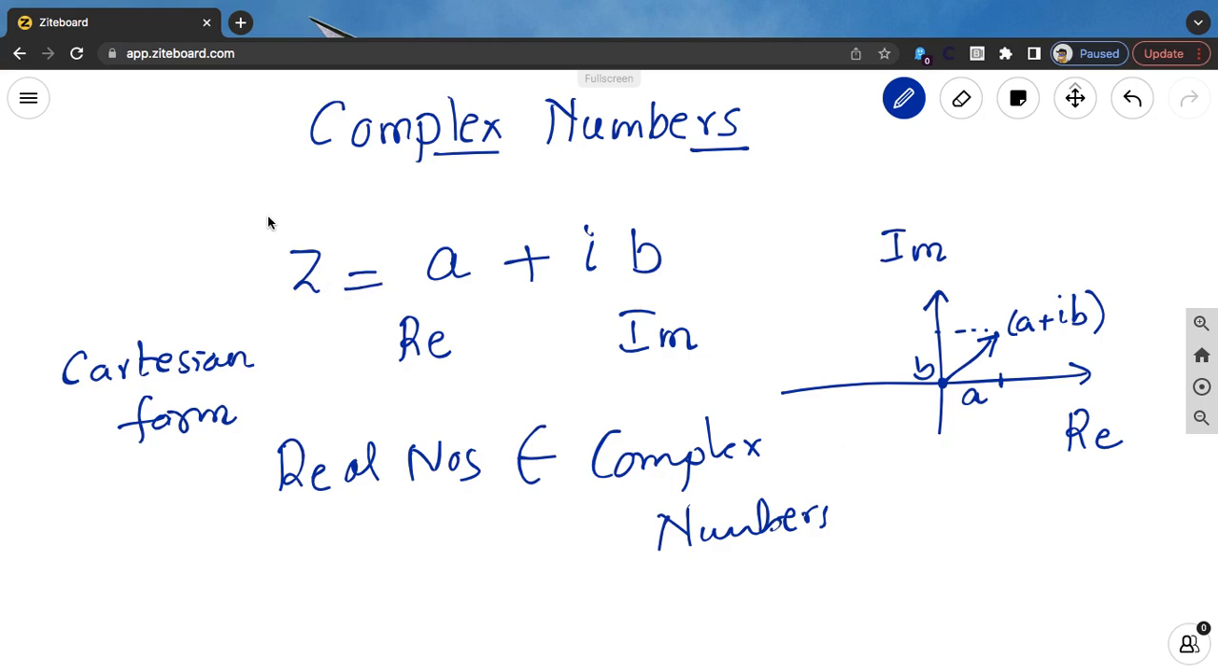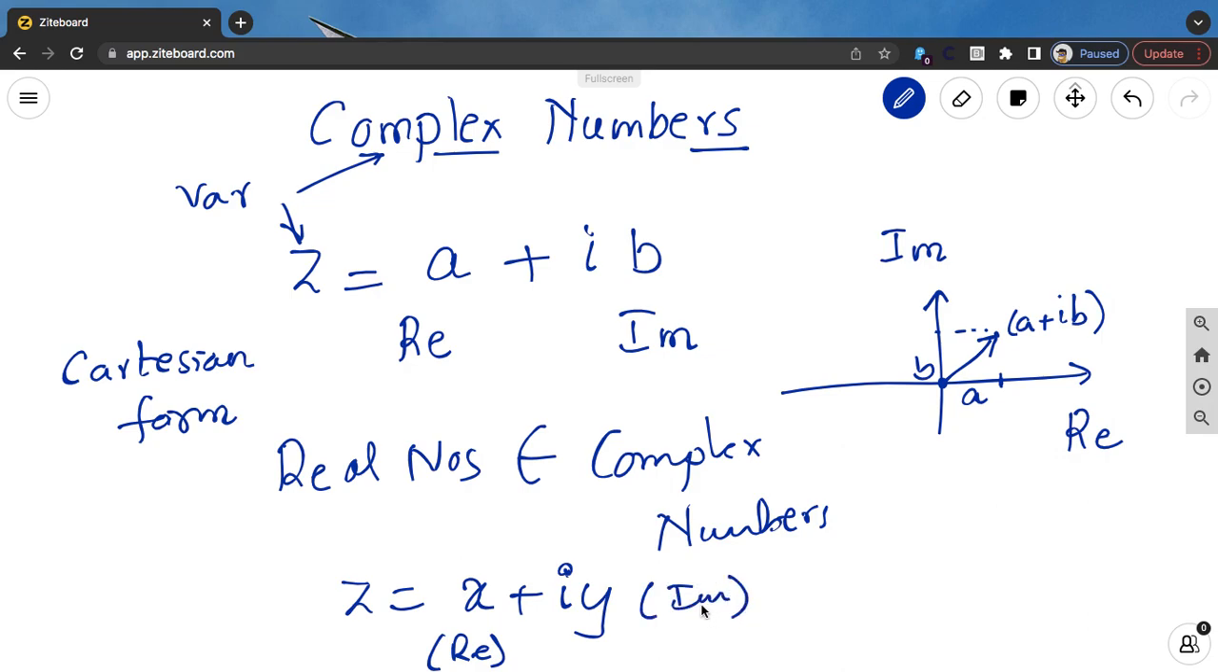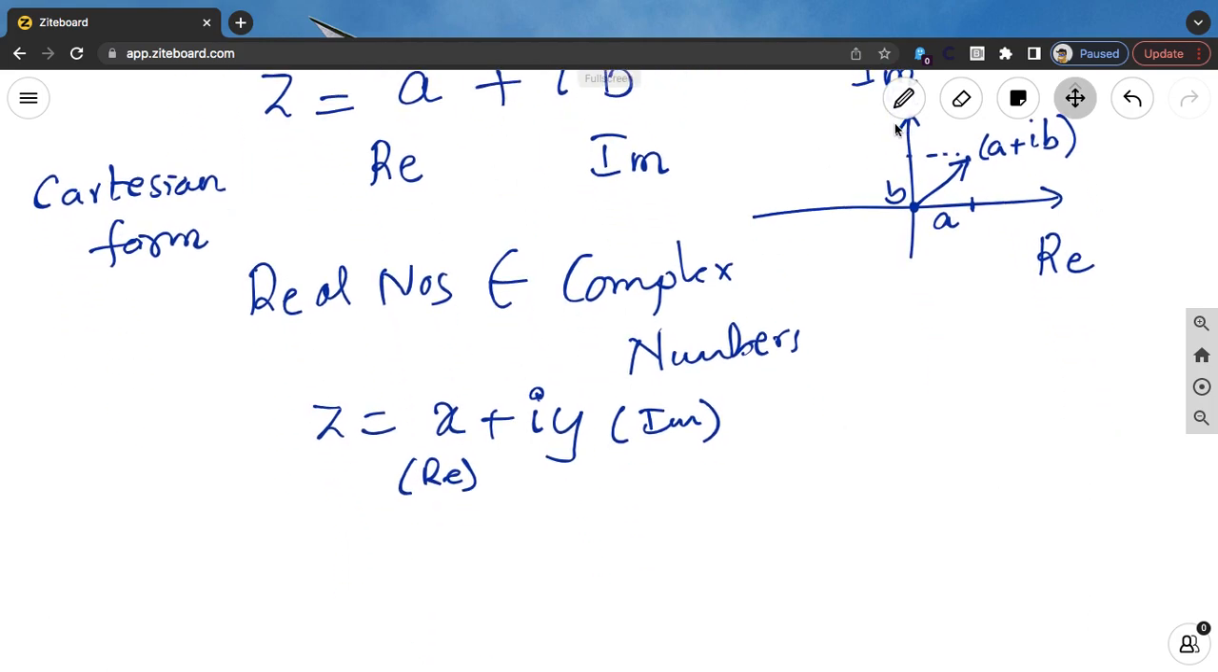And the variable z is used to represent the complex number, same like we used to use x and y. We can also write z as x plus iy, where x is the real coordinate now, not the x coordinate, and y is the imaginary coordinate, not the y coordinate. What is this variable i? i is standing for square root of minus 1.